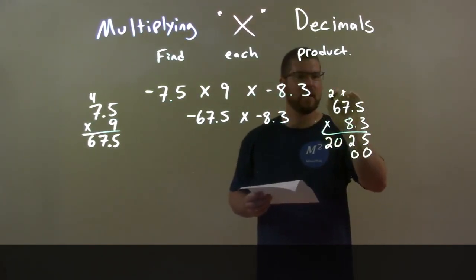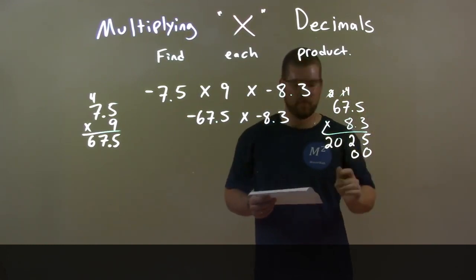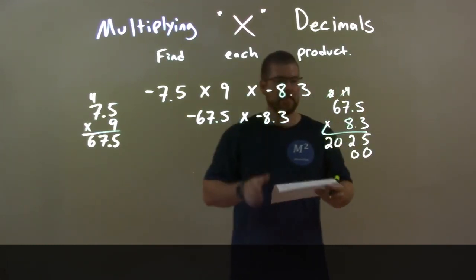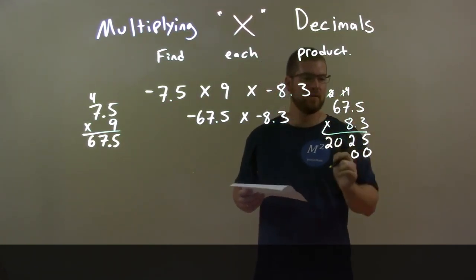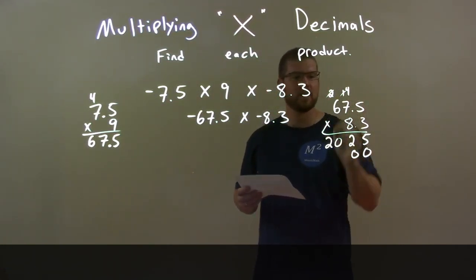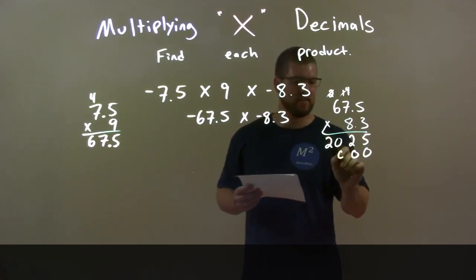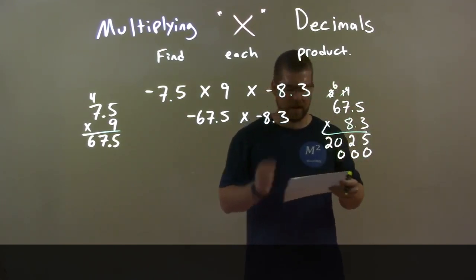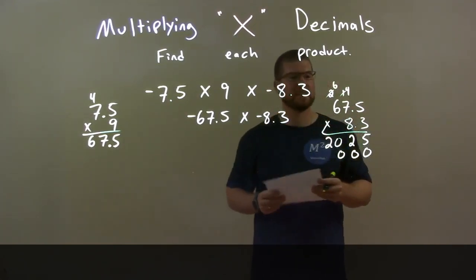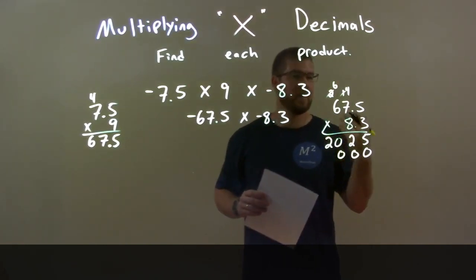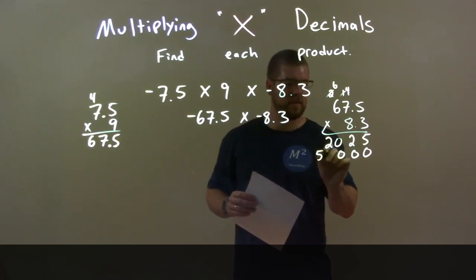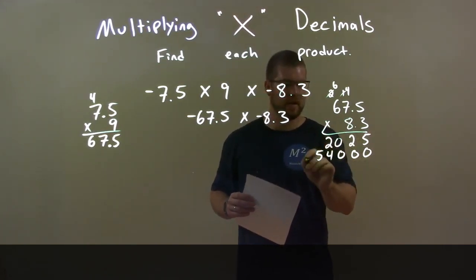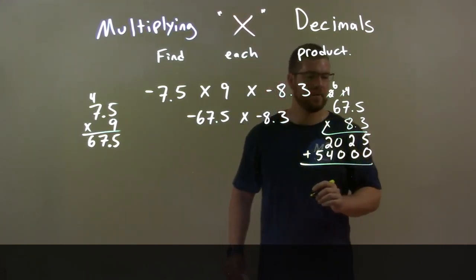8 times 5 is 40. 0. Actually, count these out. Carry the 4. Okay? 8 times 7 is 56 plus 4. Okay, 56 plus 4 is 60. 0, carry the 6. Okay, now we have 8 times 6 is 48, plus another 6 is 54. Okay, so we have 54 here. Everything's lined up good. Add these two numbers together.